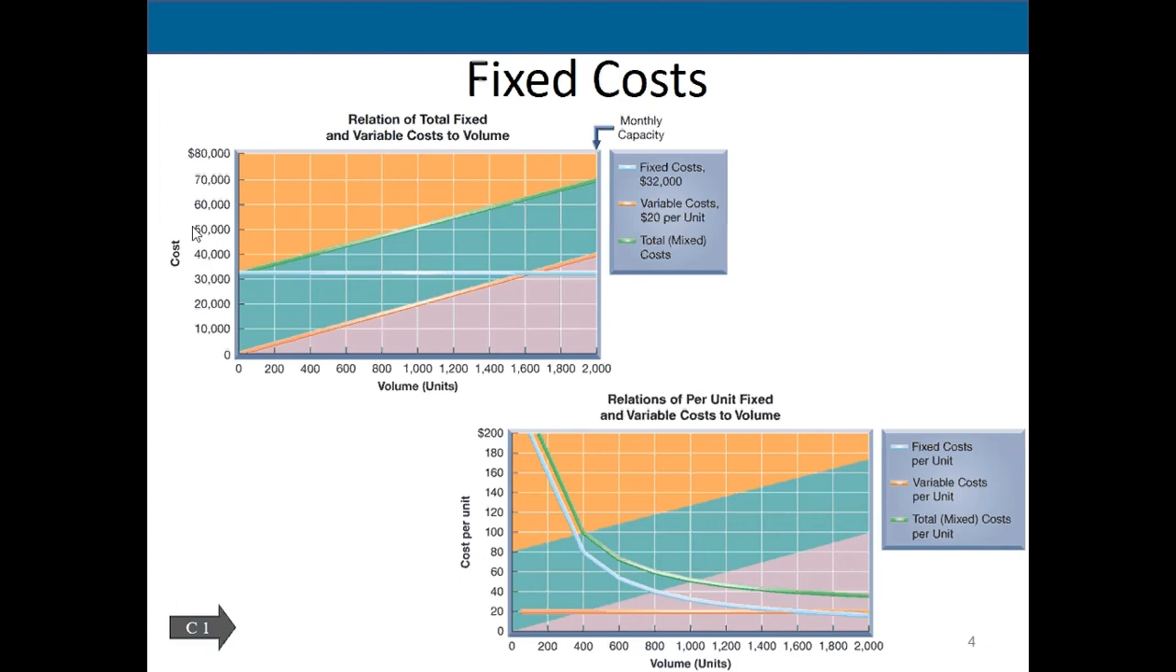Now, identifying cost by behavior, this is one of those classifications that we learned all the way back in chapter 14, that cost can either be viewed as fixed or variable. And this gives us a relation of total fixed and variable cost to volume. If you look at this blue line here, this is going to be your fixed cost, set at 32,000. Fixed costs do not change in relation to an activity. So no matter how many in volume you produce, fixed cost is going to stay the same.